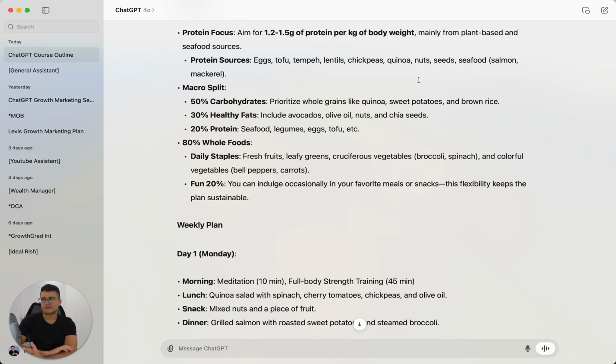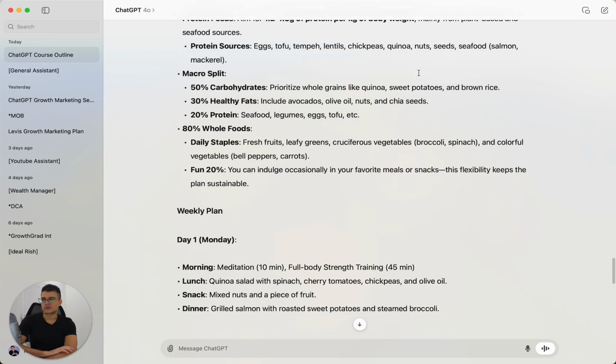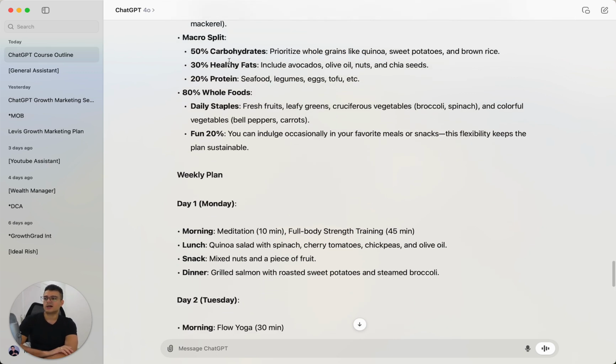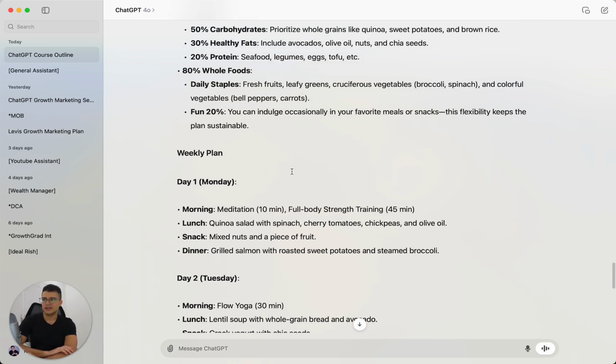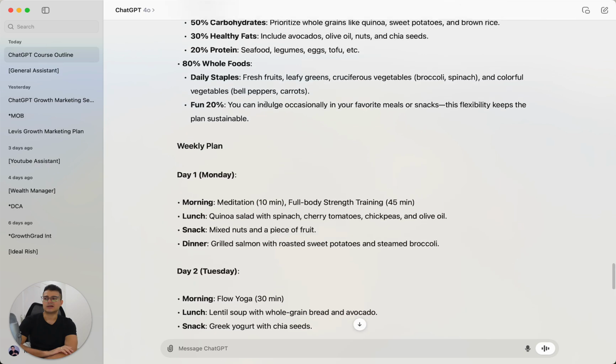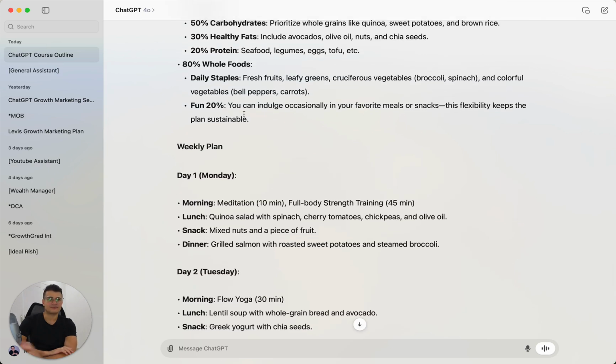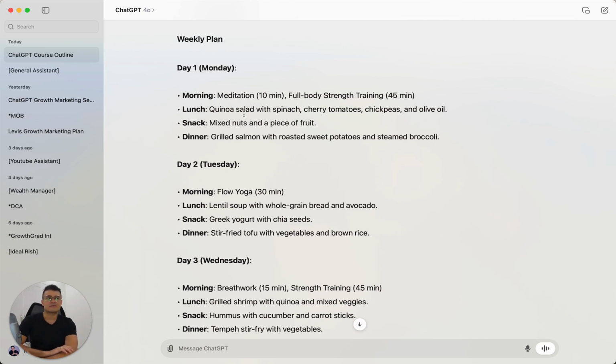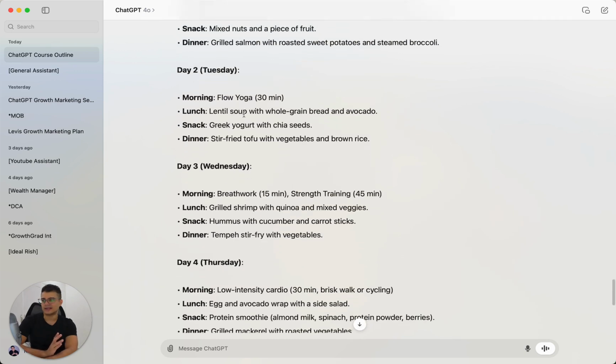So a lot of those are good protein sources, which are all based on the restriction that I gave it, that I'm a pescatarian, but mostly vegetarian. It's focusing on a macro split. I haven't given it a macro split, which I can improve on further. And based on that, it's given me 80% whole foods and a fun 20% budget, which is great. So you see that it's not giving me a low carb or keto or anything. It's just giving me an overall healthy plan, right?